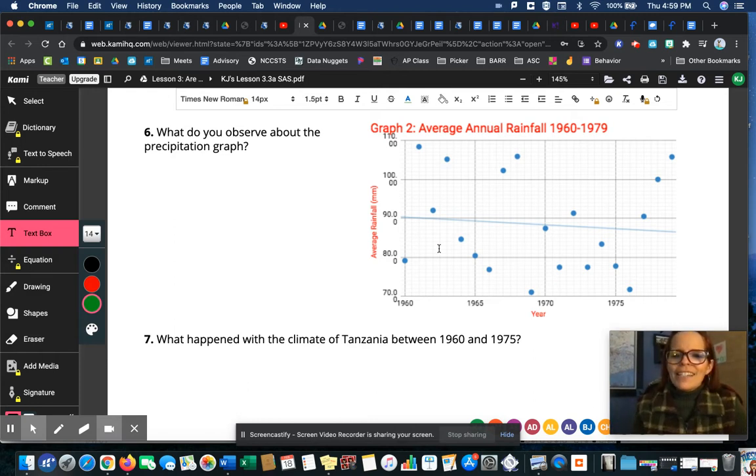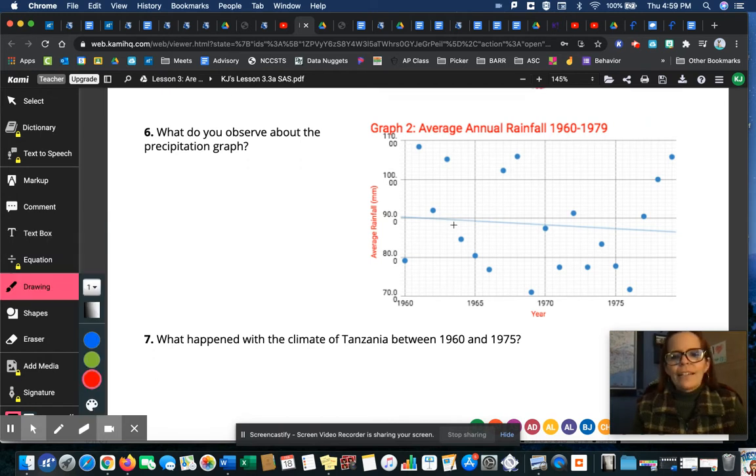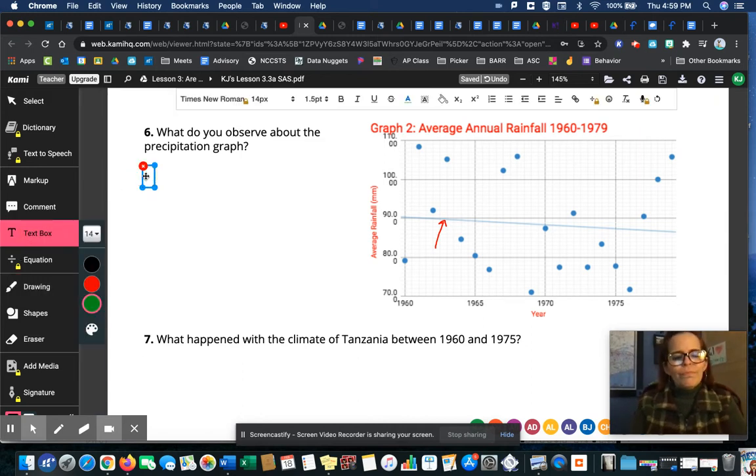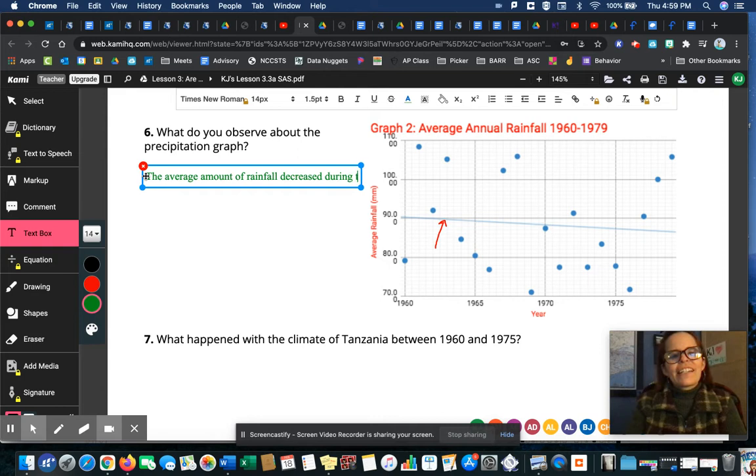But if we pay attention to this line of best fit again, if we look right here, it goes down. The average rainfall didn't increase when the buffalo were increasing. The amount of rainfall decreased. That's not what we hypothesized. That's not what we were expecting. So the average amount of rainfall decreased during this time.